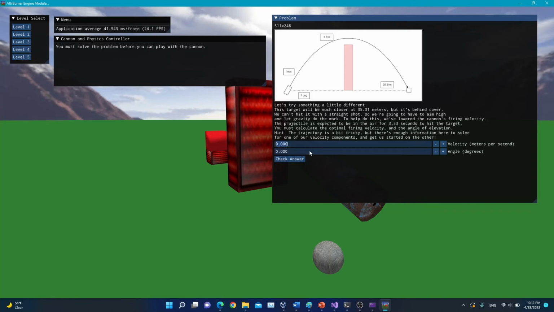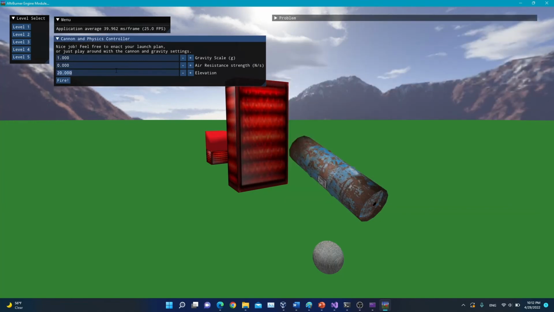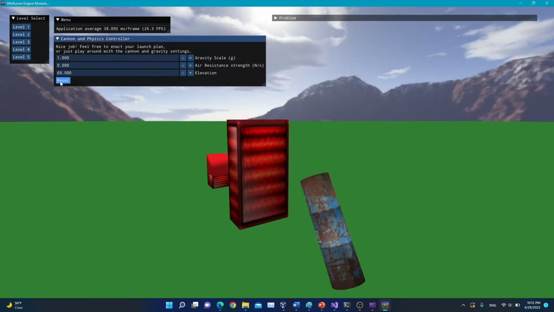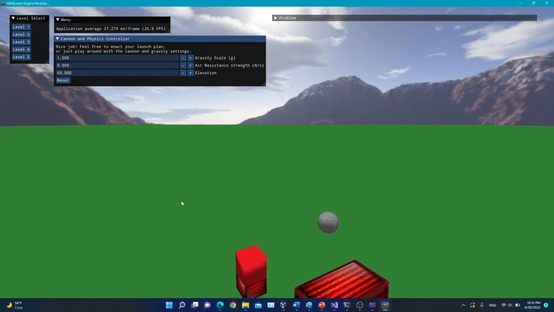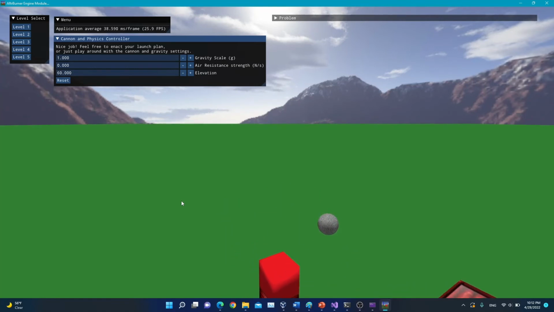We have an elevation of 60 degrees. And the velocity is going to be 20 meters per second. Check the answer. Yep, correct. So let's try 60 degrees. Pops the projectile up into the air, and we get a direct hit.